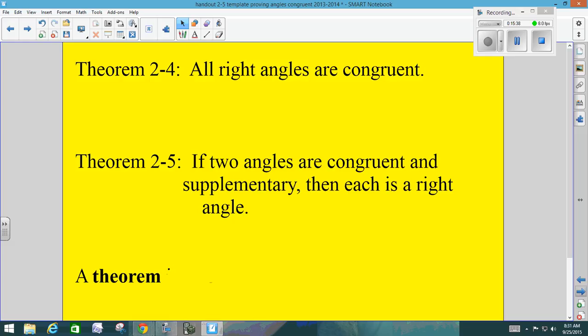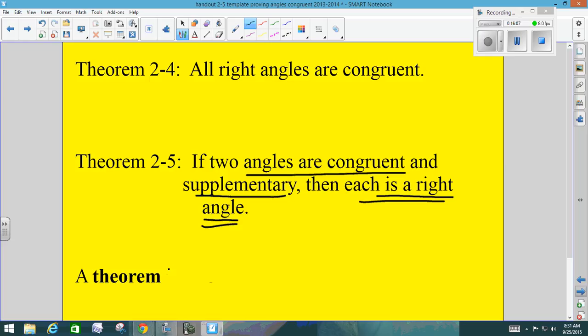Last two theorems in this section. Theorem 2-4, all right angles are congruent. Duh, right? What's it mean to be a right angle? 90 degrees. What's it mean to be congruent? The same. So if I have 18 90-degree angles, all 18 of them are congruent. And then your last one, if two angles are congruent and supplementary, then each is a right angle.